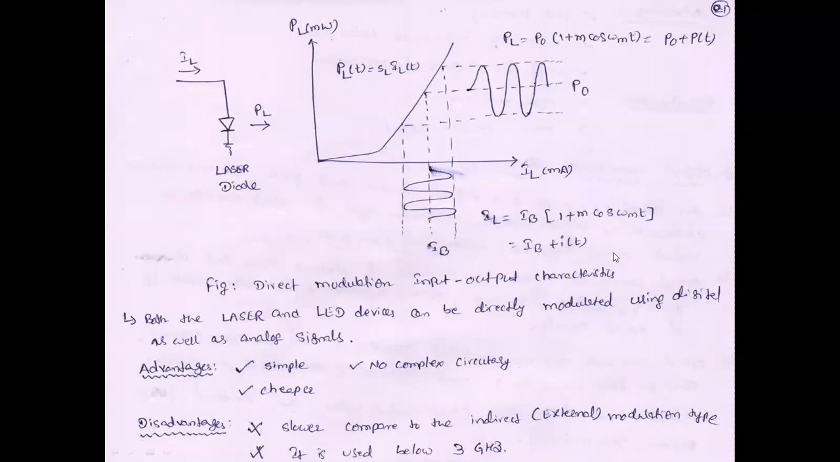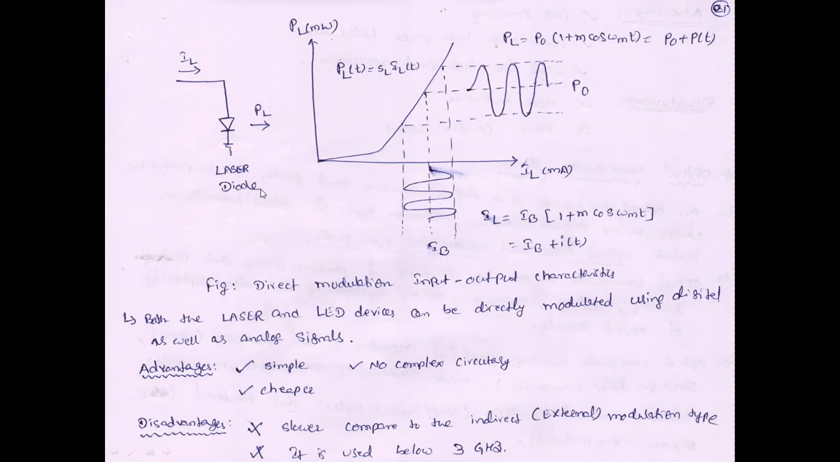The input electrical signal we have to measure in terms of current. The output optical signal is measured in terms of power. This is about direct modulation input and output characteristics. Otherwise, it is called the IP characteristics. Here, we can use either laser or LED, no problem.